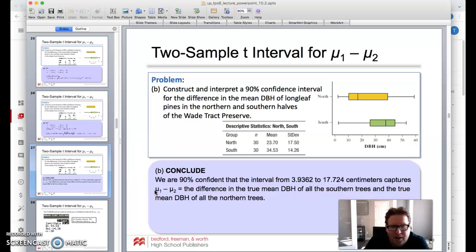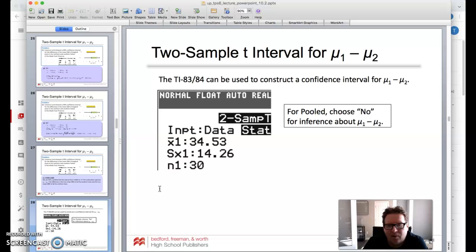Okay. Now, the conclude part: we are 90% confident that the interval from 3.9362 to 17.724 captures the difference of the true mean DBH of all the southern trees and the true mean DBH of all the northern trees. That's what we're thinking there, okay?